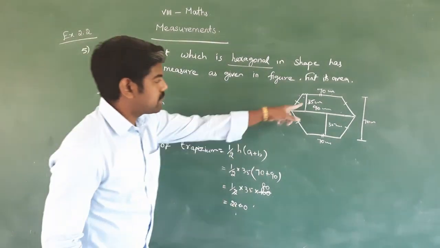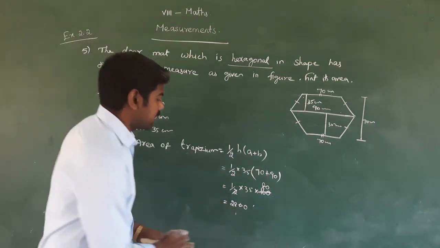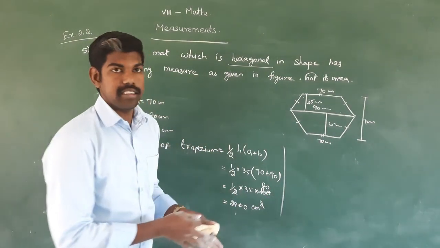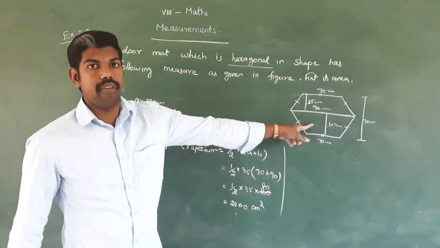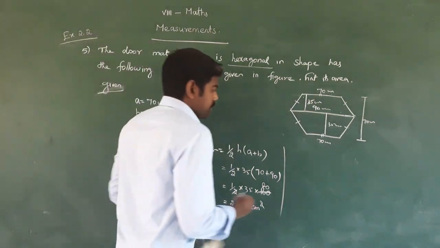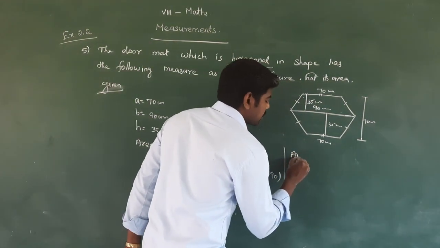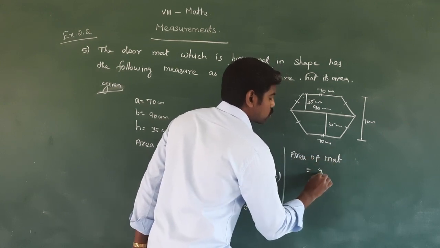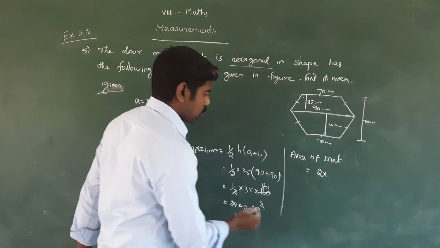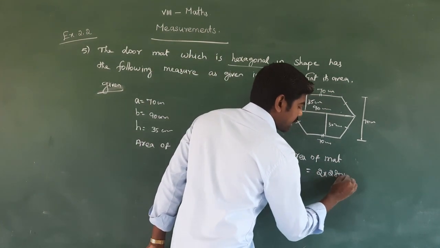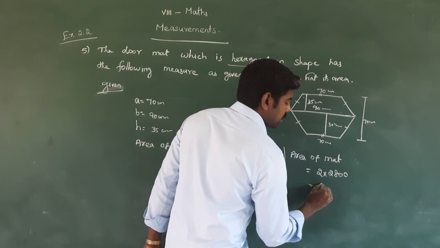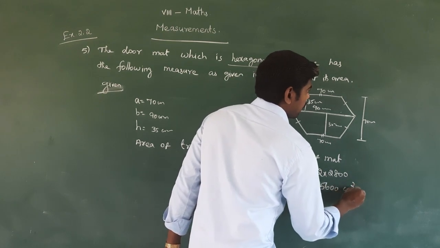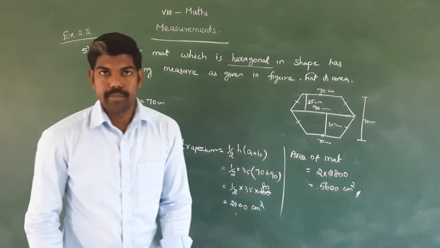So area of trapezium is equal to 2800 centimeter square. So area of hexagonal mat is equal to area of trapezium plus area of trapezium. That means 2 times area of trapezium. So area of mat is equal to 2 multiplied by area of trapezium, that is equal to 2 multiplied by 2800, which is 5600 centimeter square.